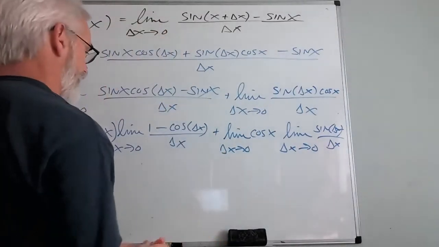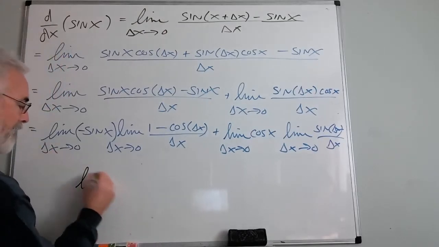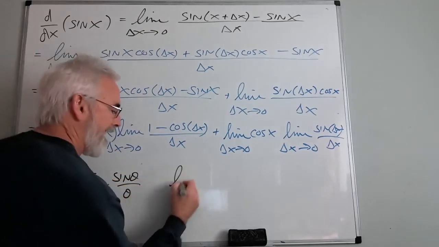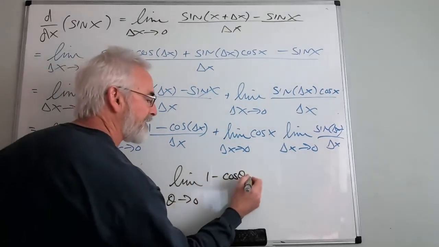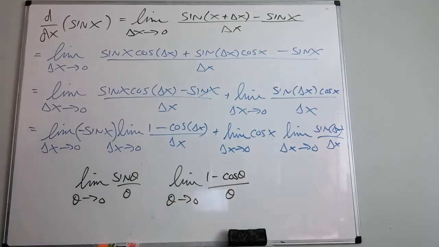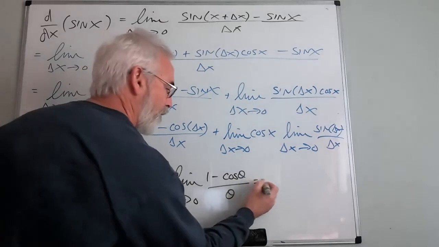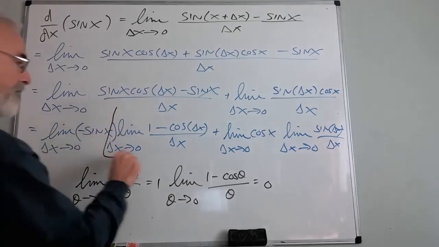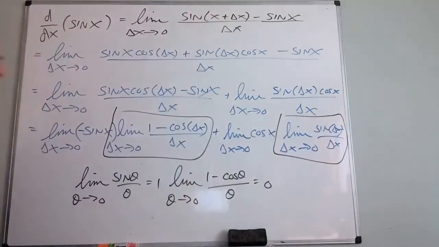Well, now what am I supposed to do? Well, we have two identities that we proved. We have the identity, the limit as theta goes to 0 of sine theta over theta, and we have the identity, the limit as theta goes to 0 of 1 minus cos theta over theta. We have these two limits that we proved. This one is 1, this one was 0. Do I have those statements in here somewhere? Well, I do believe that I do. See that? I have both of them.